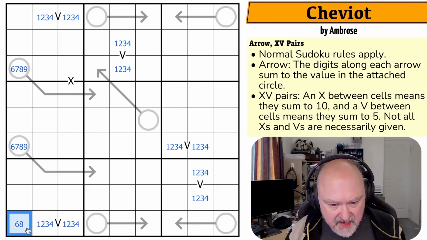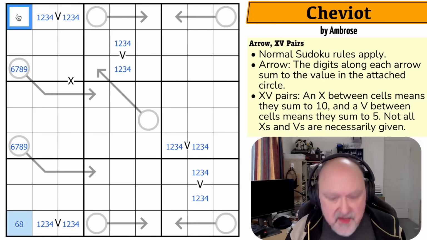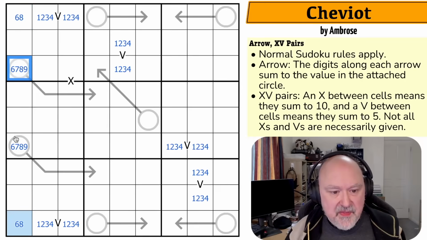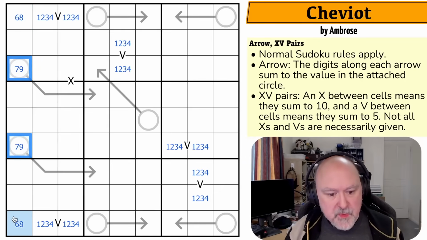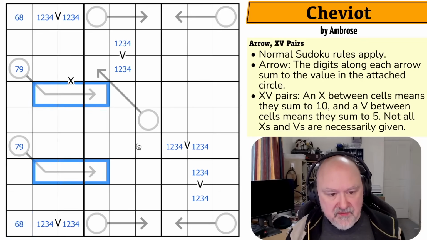This is a 6 or an 8. But the interesting thing is this row is the same. So this is a 6 or an 8. And these can't be 6 or 8. This is a 7, 9 pair. That's really cool. So one of these is 7 and one of these is 9.